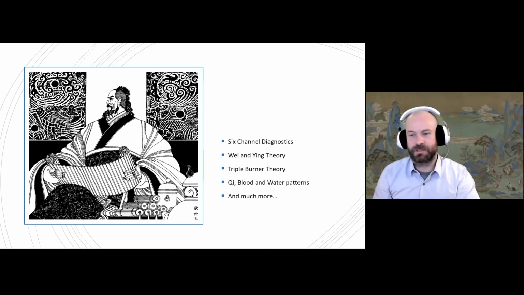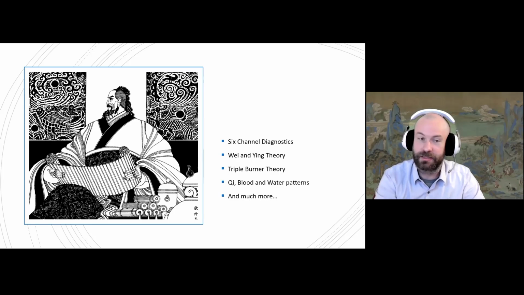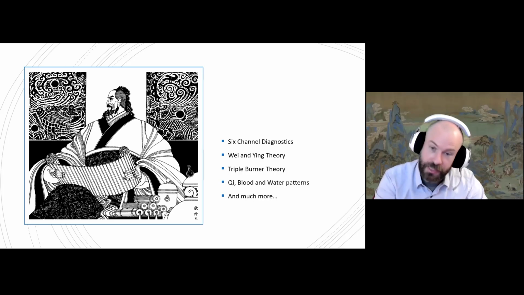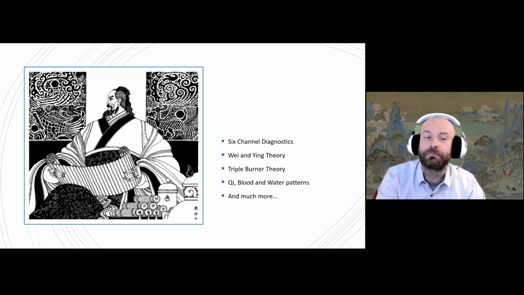So what does Zhang Zhongjing lay the groundwork for? He lays it for six-channel diagnostics, the Liu Jing. He also lays a lot of discussion about Wei Qi and Ying Qi theory. When you read the Jingui, he talks about triple burner theory. He talks about the upper jiao, the lower jiao, and there are also a lot of formulas that treat the middle, even one like Li Zhong Wan, literally to rectify the middle. He talks about these ideas of the qi and the blood and the water that come through.